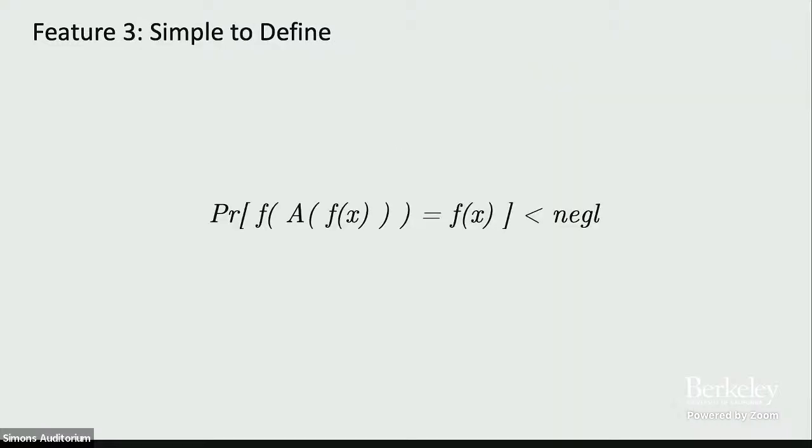Okay, so here's the simple to define. One-way functions are really easy to define. I can define them in one line. Whereas digital signatures, you'd have to have this whole interactive game and all that. So this one, hopefully self-explanatory.